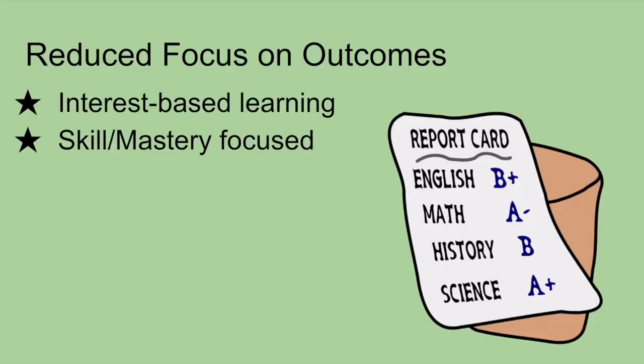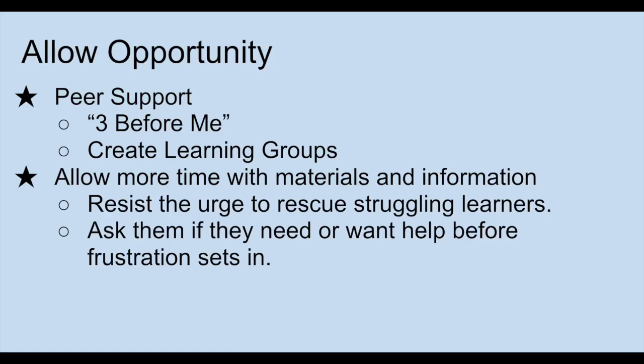Another way to increase intrinsic motivation is to have interest-based learning and focus on skills and mastery versus grades. Allowing opportunity and peer support also fosters intrinsic motivation. We had a 3 before me rule where they had to ask 3 people in their classroom before they came to a teacher for help. They also got into groups and worked together to help with each other's learning. Also, allow more time with materials and ask them if they want help before you jump in to rescue them.